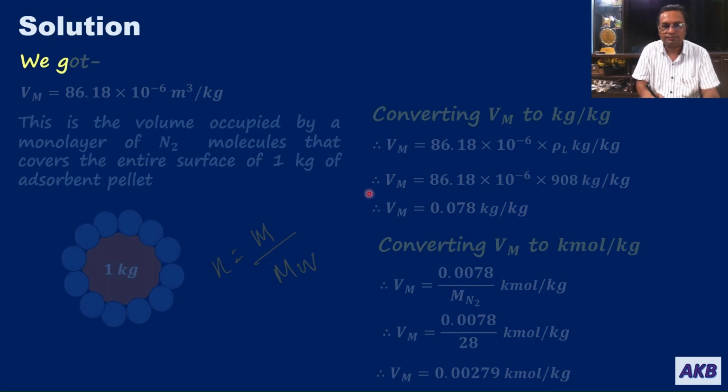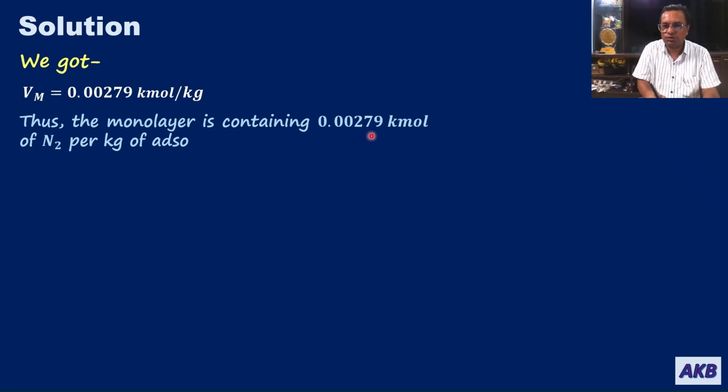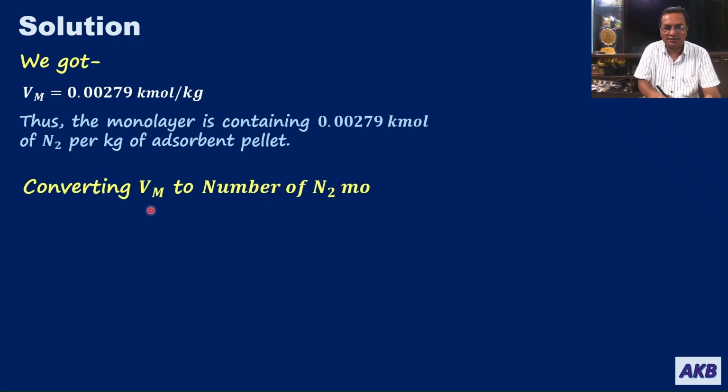Let us move ahead. So we got Vm now in kilomole per kg. Vm is 0.00279 kilomole per kg. That means the monolayer contains 0.00279 kilomole of nitrogen per kg of adsorbent. Now let us convert Vm from kilomole per kg to number of N2 molecules per kg.